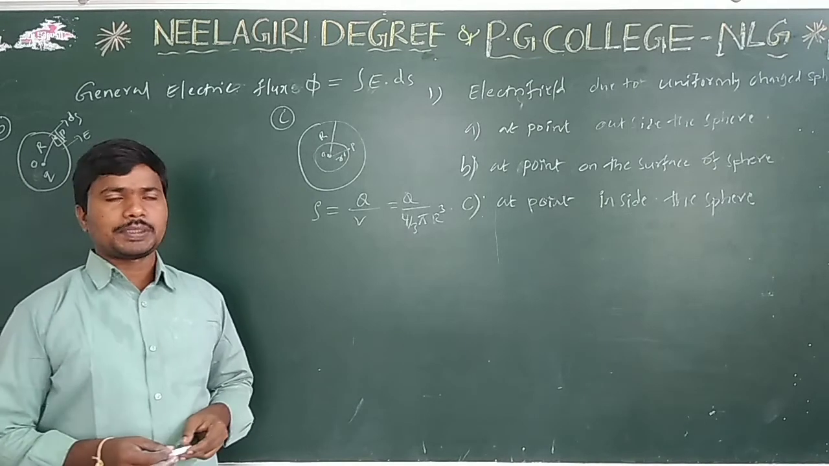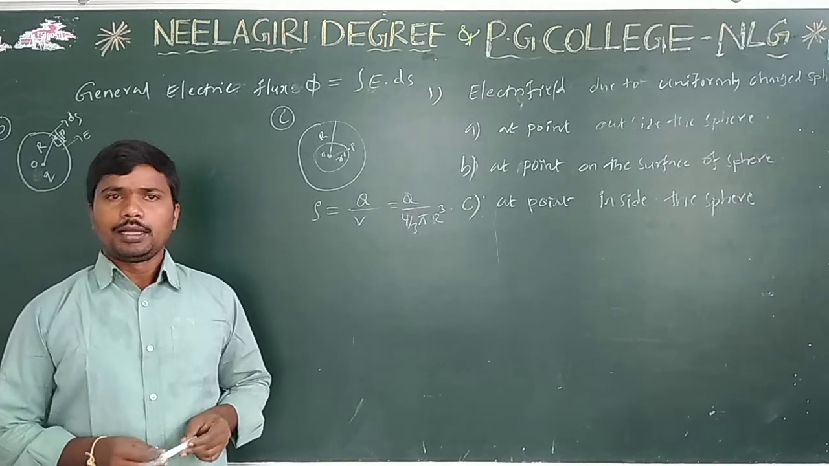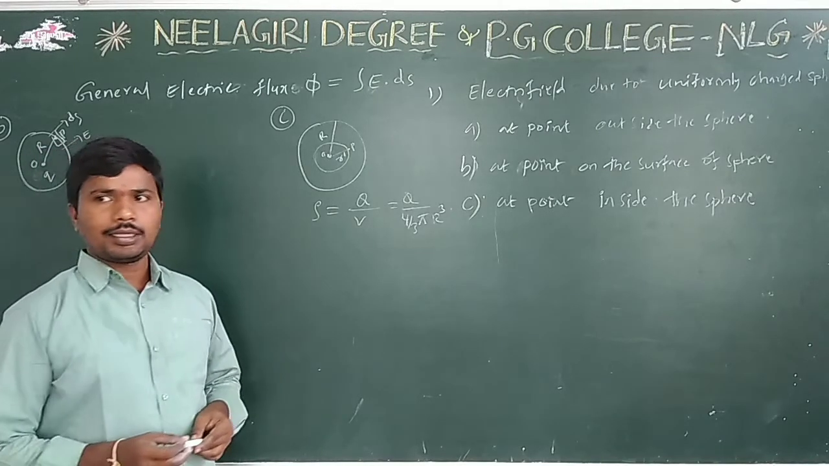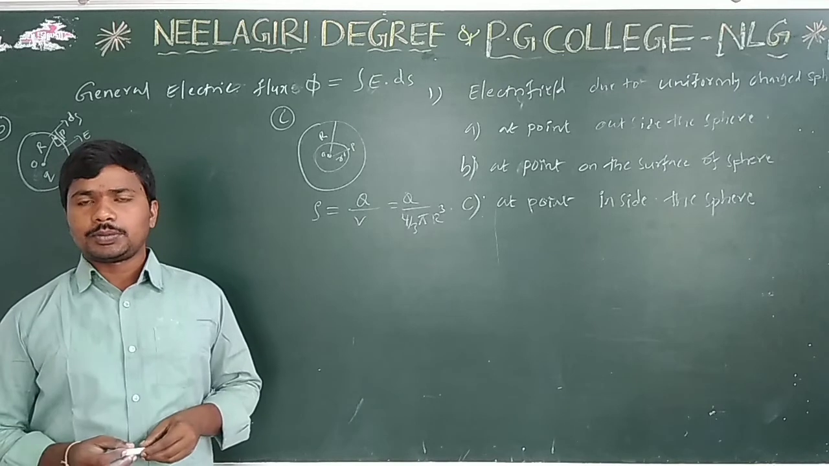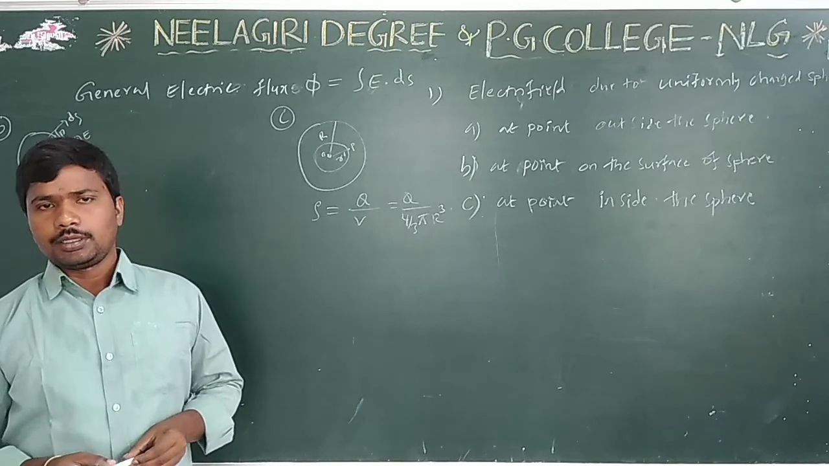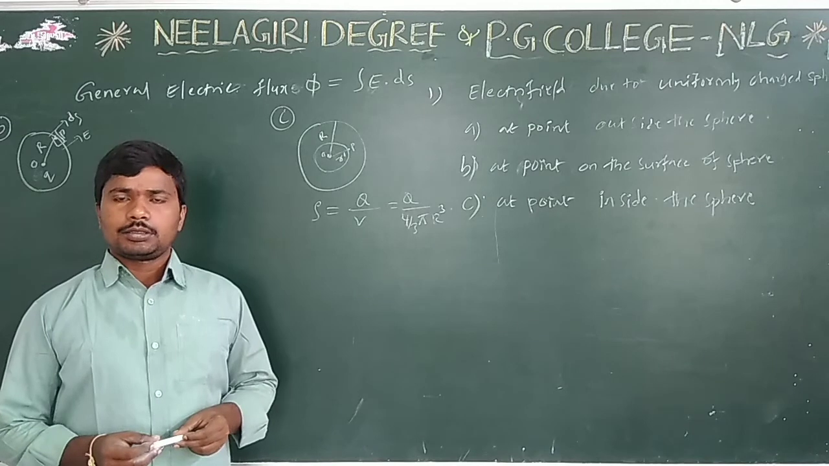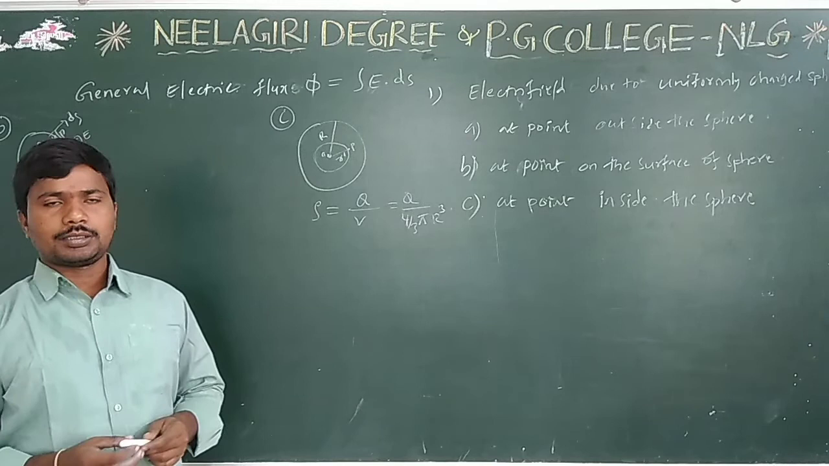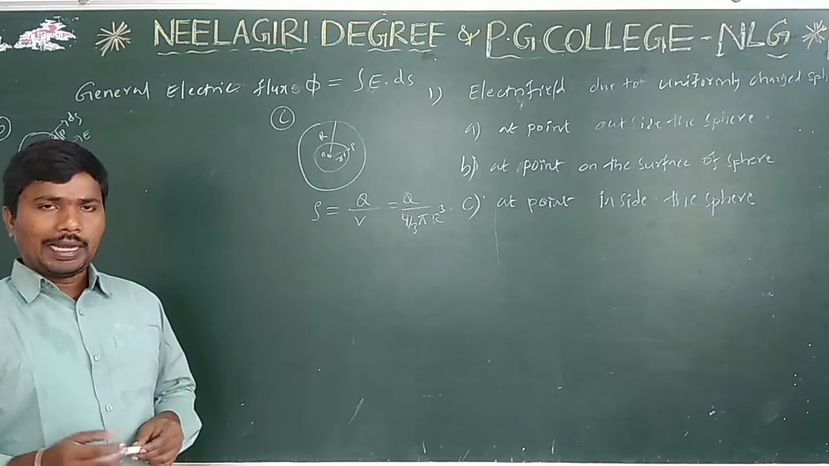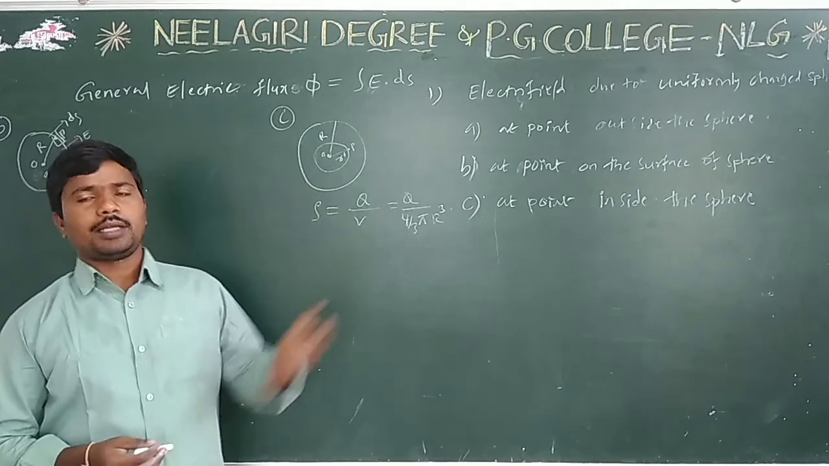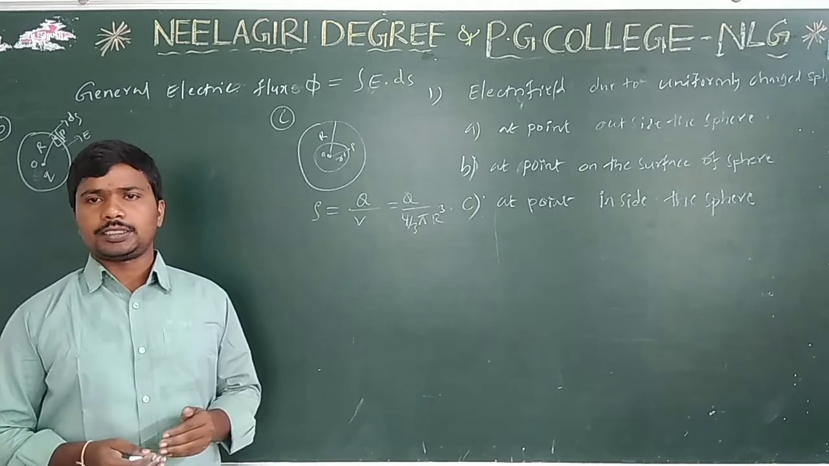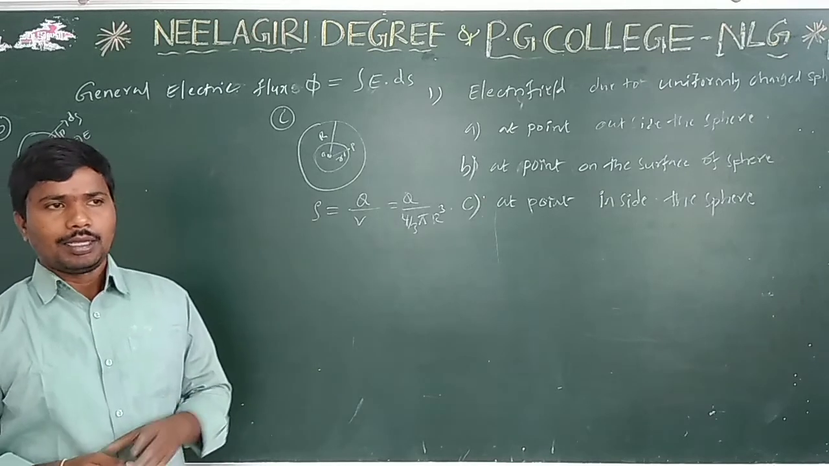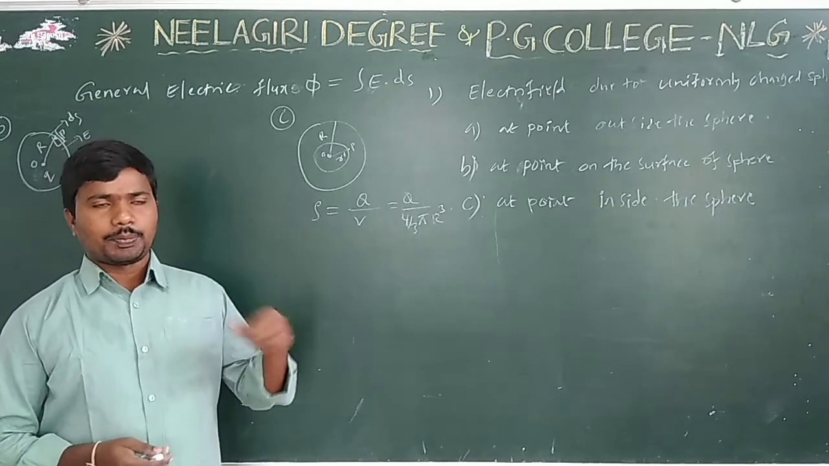There are three special cases: volume charge distribution, surface charge distribution, and line charge distribution. In the last class, we discussed volume charge distribution in the case of uniform charge distribution in a sphere. In this case, there are three separate cases: a point outside the sphere, a point inside the sphere, and a point on the surface of the sphere. In the last class, we discussed the electric field due to the point outside the sphere.